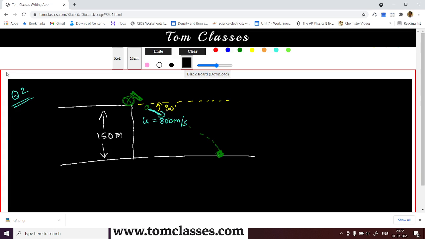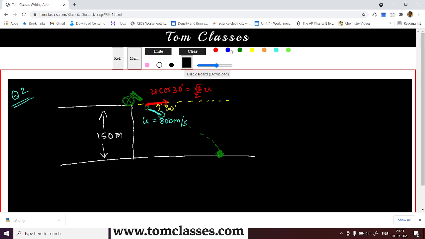Okay, so let's see. It will have a horizontal component of this velocity, and that horizontal component is going to be u cos of minus 30 degrees, that is again cos 30 degrees, right? What is cos 30 degrees? That is root 3 by 2, so it is root 3 by 2 of u.